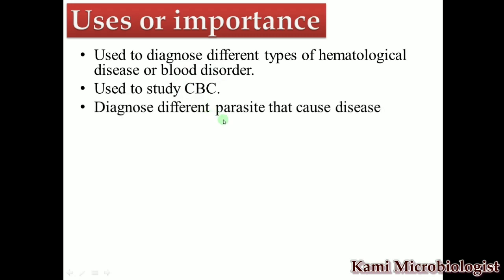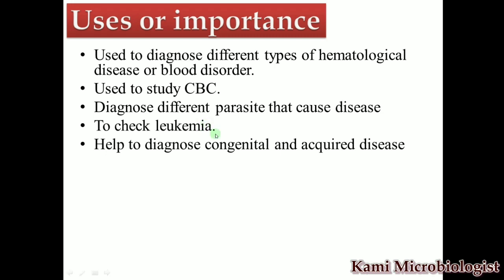Now it is also important to see different types of parasites that can cause different types of disease, like malaria, which is caused by plasmodium. Then we have leukemia, which is actually white blood cell cancer. So it is also important to check the morphology of the white blood cells in leukemia. In case of leukemia, you also find different shapes of white blood cells. So it is also important for this purpose.